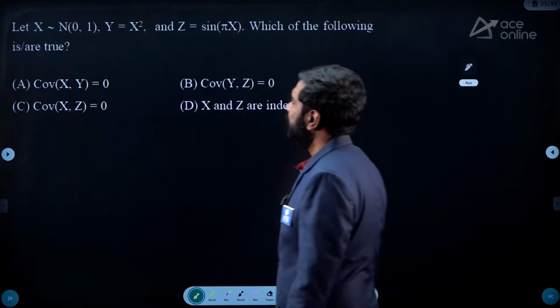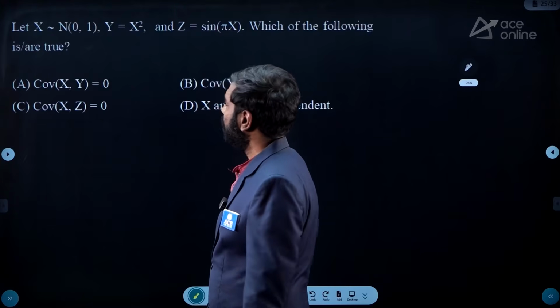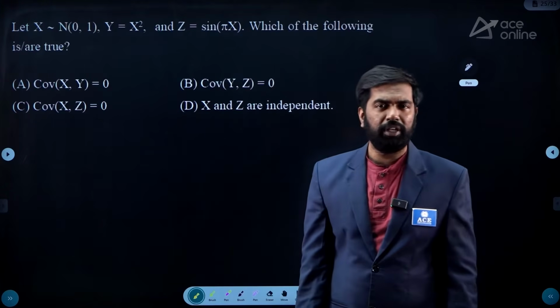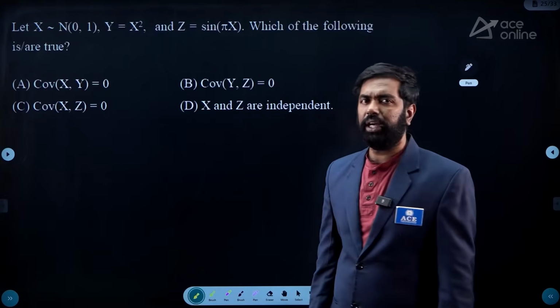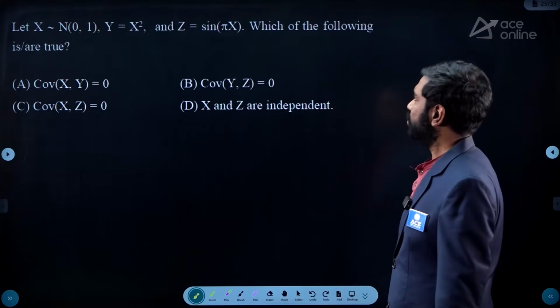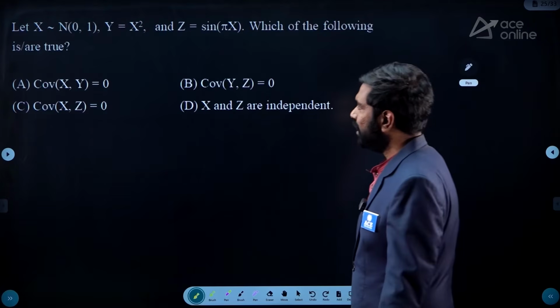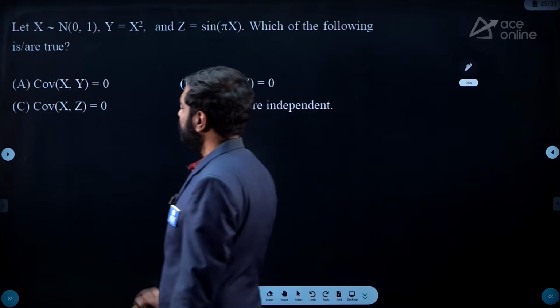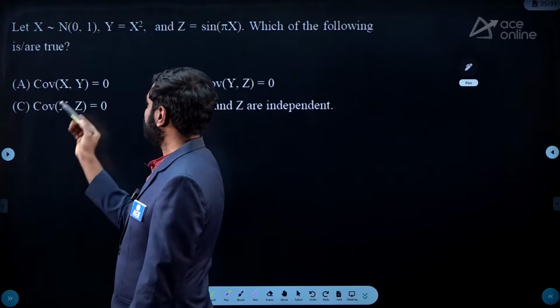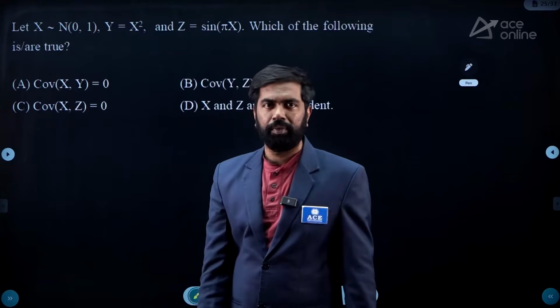So what are they saying here? X is a normal random variable with 0 mean and variance 1, meaning X is a standard normal random variable, Y is X square, and Z is sin pi X. Which of the following statements are true? The first one is the covariance of X comma Y is 0.